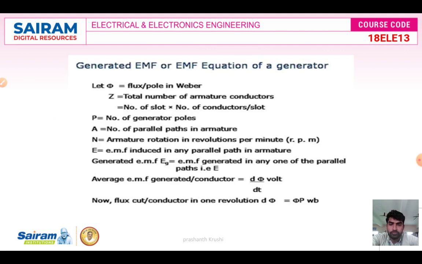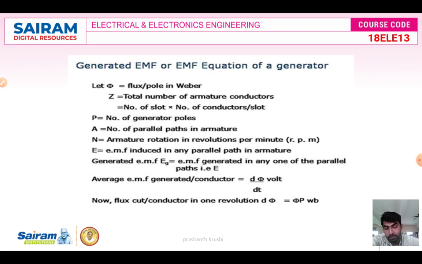Now the generated EMF, or EMF equation of the generator. Let phi be the flux per pole in Weber, and Z the total number of armature conductors, so Z is equal to the number of slots times the number of conductors per slot. P is the number of generating poles. A is the number of parallel paths in the armature; here we have lap winding and wave winding. N is the armature rotation in revolutions per minute (rpm), and E is the EMF induced in any parallel path in the armature. Generated EMF Eg is equal to the EMF generated in any one parallel path, that is E.